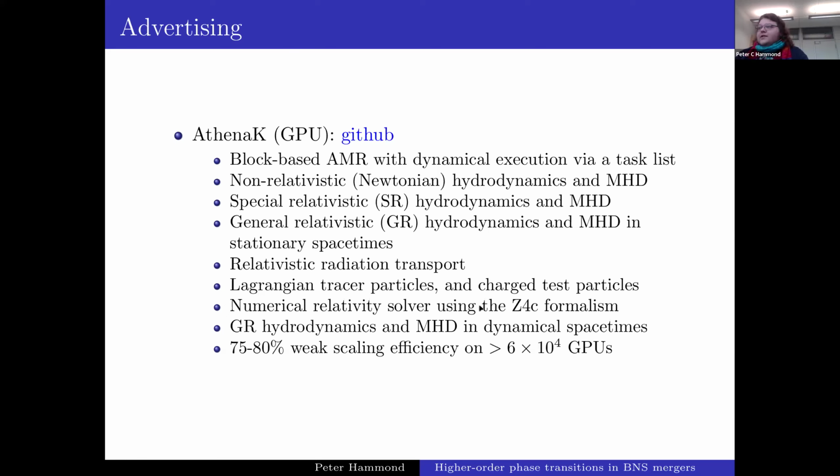So we can do Z4C on the GR side. We have the same standard Valencia formulation. One of the biggest advantages I've seen of AthenaK is that we maintain, problem dependent, 75 to 80% weak scaling on tens of thousands of GPUs. So we can effectively saturate the largest supercomputers on the planet with this code and still maintain a very high efficiency.